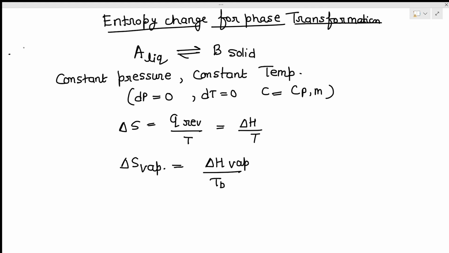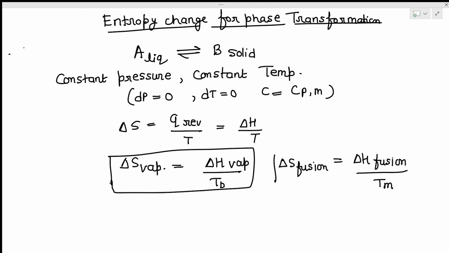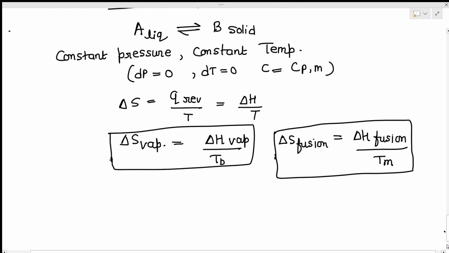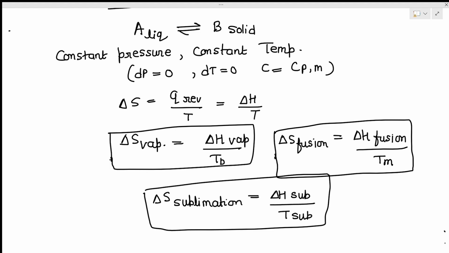This is one formula. If we are given del S fusion, then it will be equal to del H of fusion divided by Tm. It means melting point. This is another formula. And del S of sublimation will be equal to del H of sublimation divided by T of sublimation. So this is the third formula. So these are the three formulas when you are given the phase transformation.